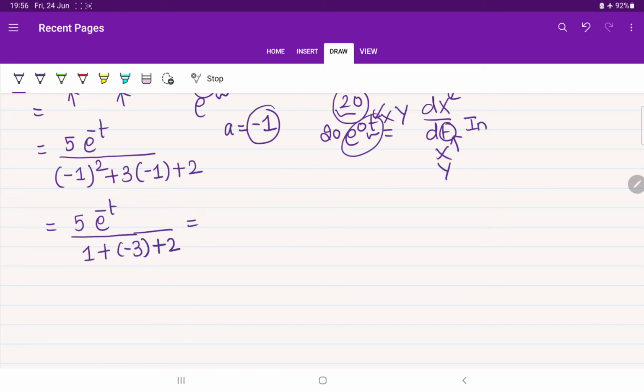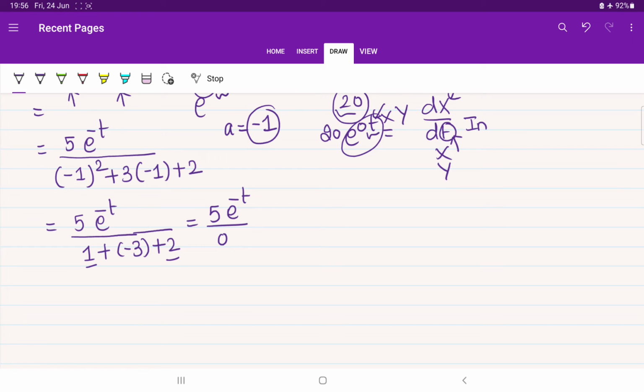What will be the final answer? See, 2 plus 1 will become 3. So what will you be getting here? 5 times e power minus t upon 1 plus 2, which is 3. Then 3 minus 3 will become 0, sir. If it becomes 0, then what can I do further?